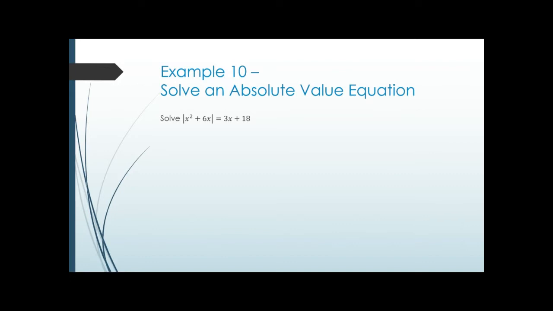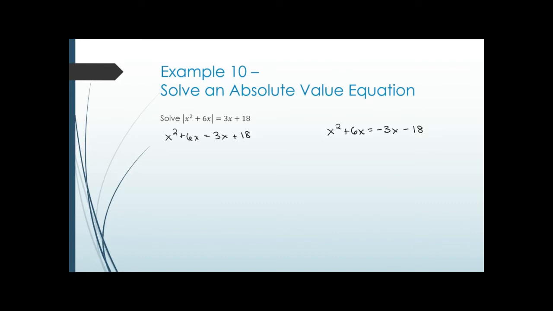So we have this absolute value by itself. And so first I write an equation, x squared plus 6x, and you just set it equal to that right side, 3x plus 18. When you write your second equation, x squared plus 6x, you change the signs of everything on the right, because you're taking the opposite. So now it's equal to -3x minus 18. So you have it equal to the same thing and then the opposite of the same thing, so all the signs change.